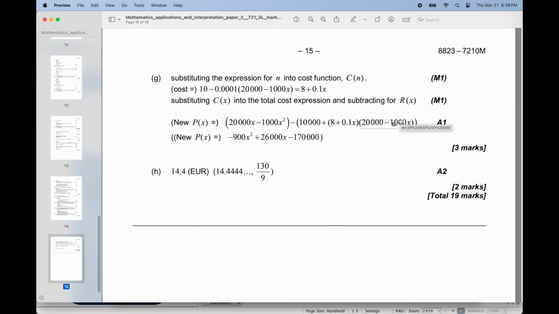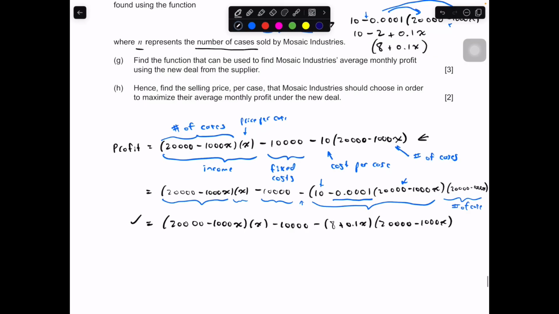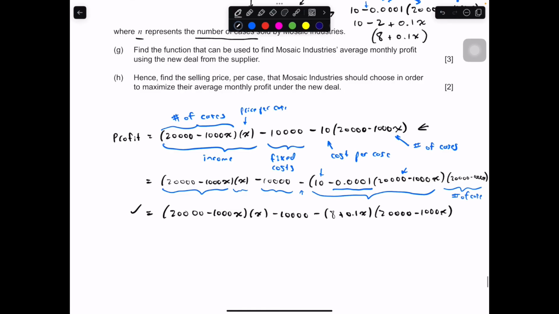Okay, so let's return to the main document that we're editing right now and go on to H. H says, hence find the selling price per case that Mosaic Industries should choose in order to maximize their average monthly profit under the new deal. In this case you might want to simplify it, because this is going to be a lot to put in the calculator. I'm going to multiply it out just to see how you can possibly do it.